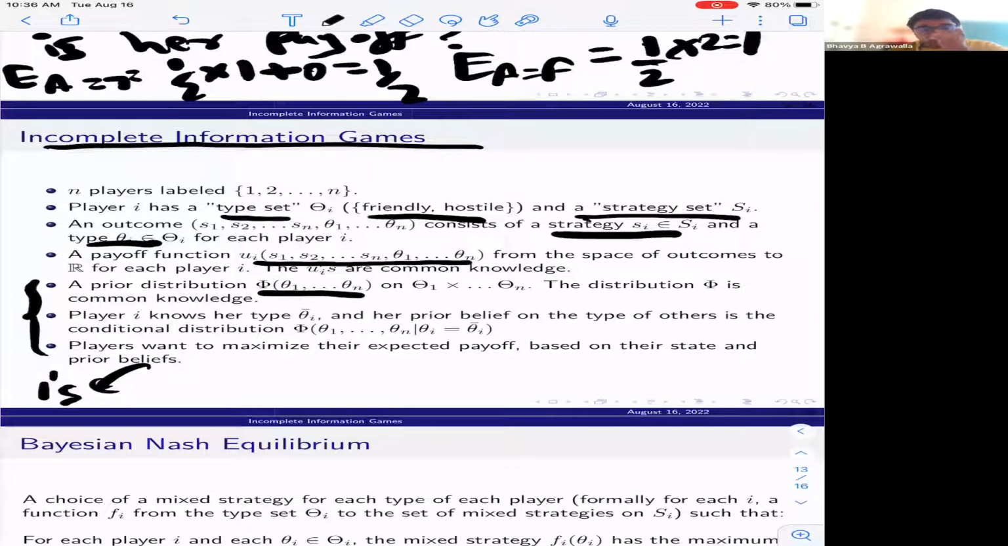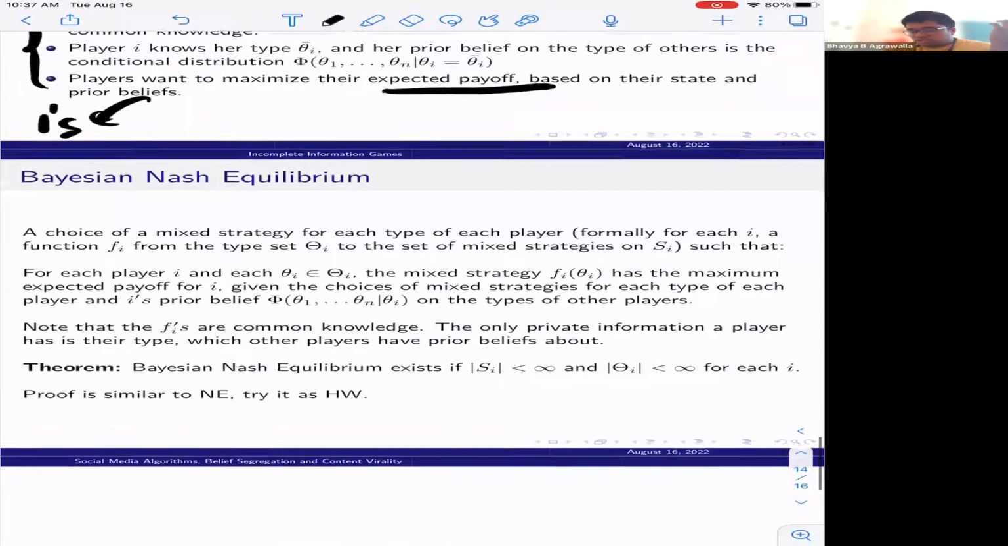So what does a player want to maximize? A player can be in any type and she knows her type. No matter what type the player is in, she has a prior distribution over the states of all other players, and she wants to maximize her expected payoff according to her own prior over the states of these other players. That's what every player wants to maximize.